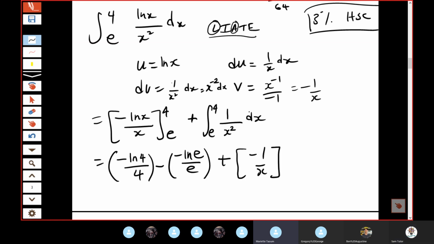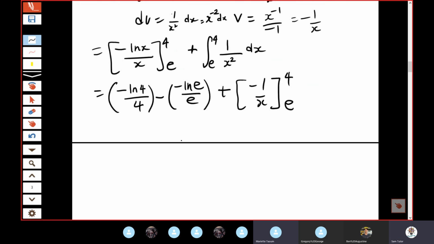Yeah, and then 4 on e for the limits. Simplify this. So this you can't simplify, you just leave it as it is. Don't use decimals, just leave it. Yeah. Log e is 1. That becomes negative 1, so that becomes positive 1 on e. Do you understand that?